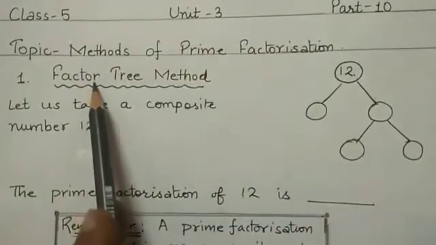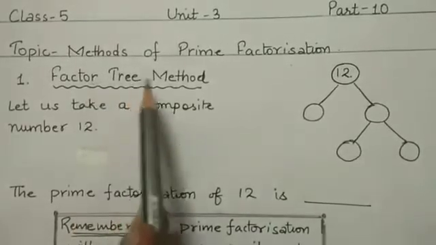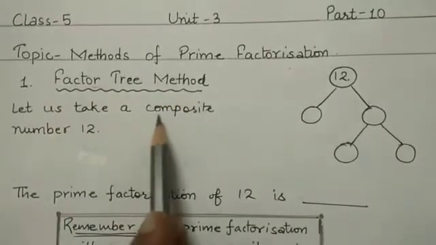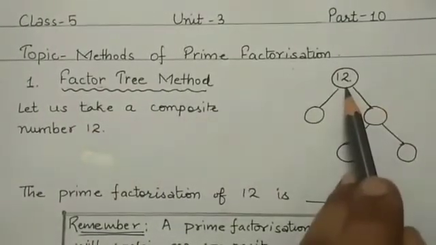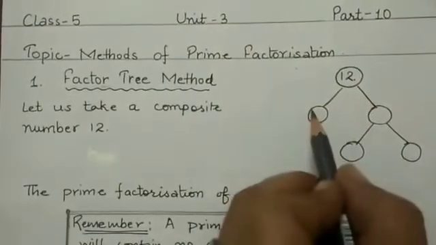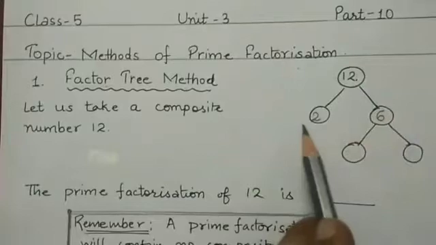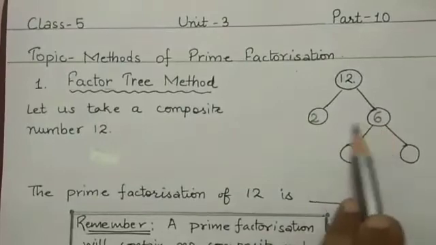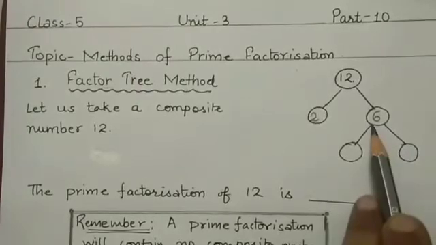There are two methods of prime factorization. First is the factor tree method. To understand this method, let us take a composite number 12. Write this 12 in a circle in this way and break this number into two parts, into its factors. 2 and 6 are factors. You can think of 3 and 4 also. Both are okay. Now 2 is a prime number and 6 is a composite number.